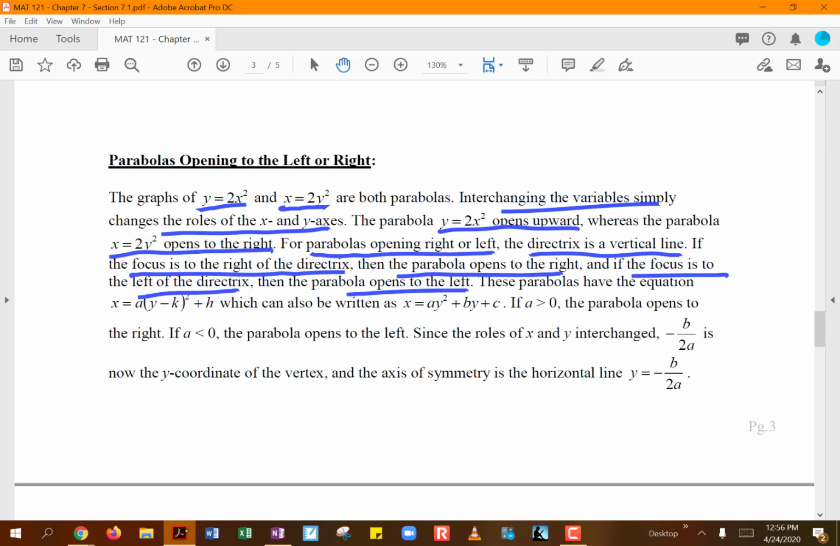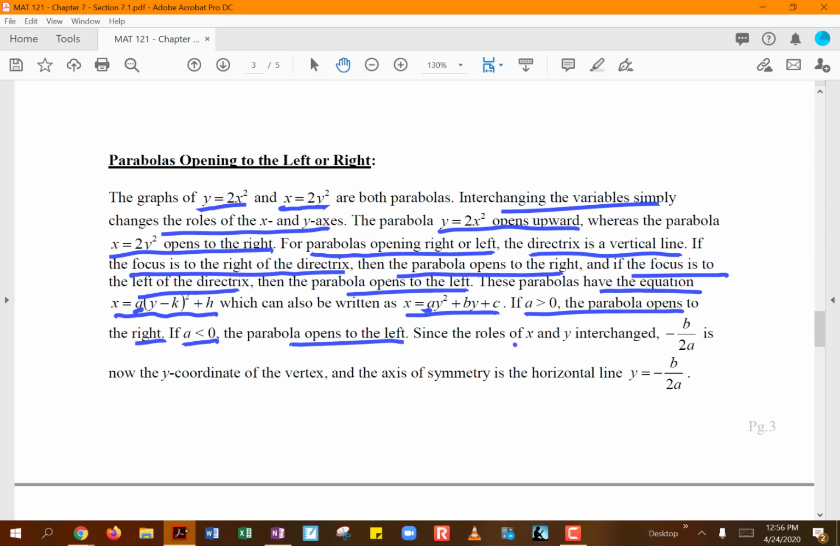So your equations for parabolas opening right or left will be x equals a times y minus k squared plus h. So you will notice our h and k have also switched places. And in the standard form, it would be x equals ay squared plus by plus c. Okay? If this a value was going to be positive, then the parabola would open to the right. If the a value was negative, the parabola opens to the left.